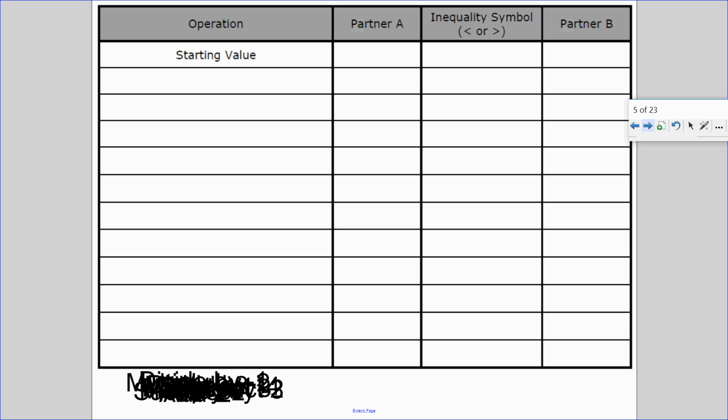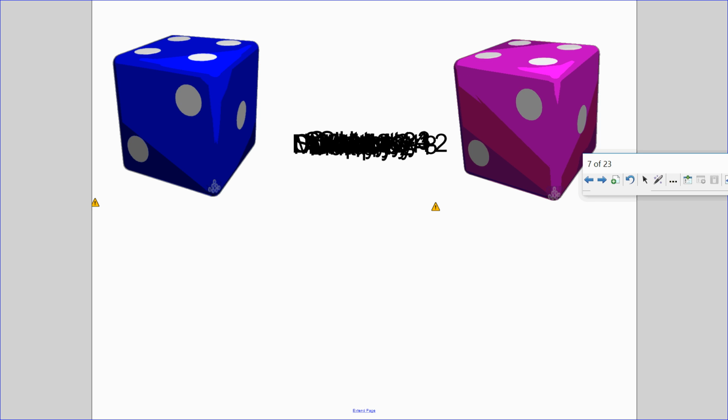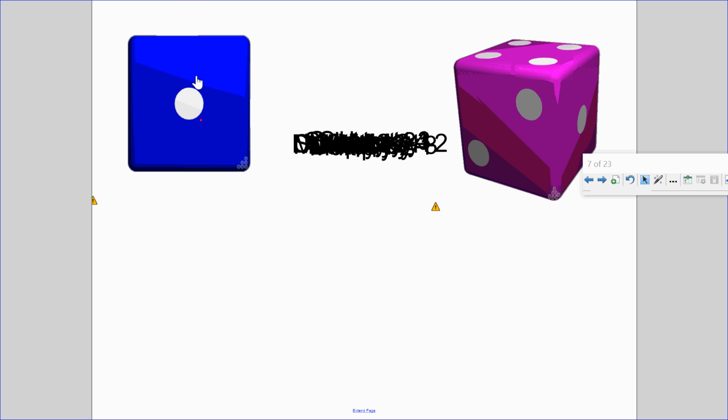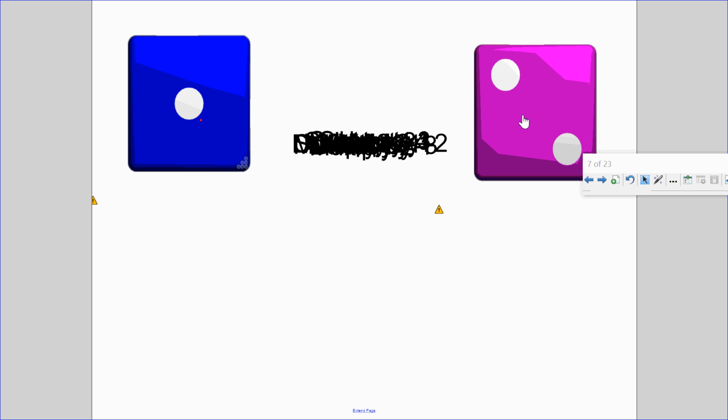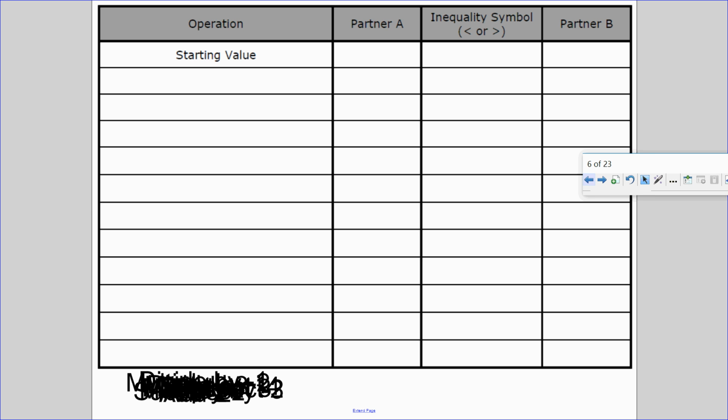All right, so what you're going to be doing in this activity is the following. We're going to be discovering more about solving inequalities. So each person needs to roll a number cube. Partner A has rolled 1 on the number cube, and partner B rolled 2. So which inequality would you use? We would use 1 is less than 2.